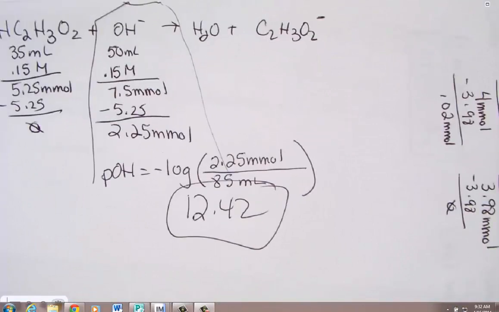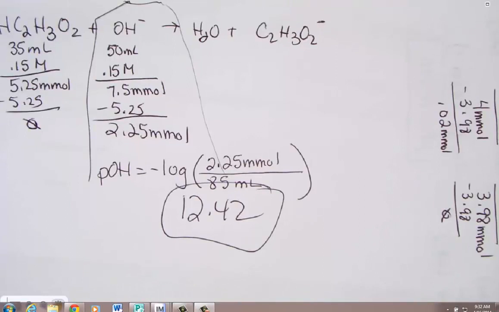Now my work was a little bit messy. Hopefully I gave you enough room to work through. Feel free to add and attach additional sheets. I'm going to pause the lesson here, give you time to process. We've worked through two titration problems, strong versus strong, and the second one, weak versus strong, weak acid, strong base.